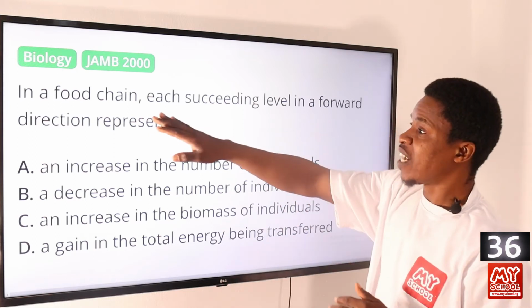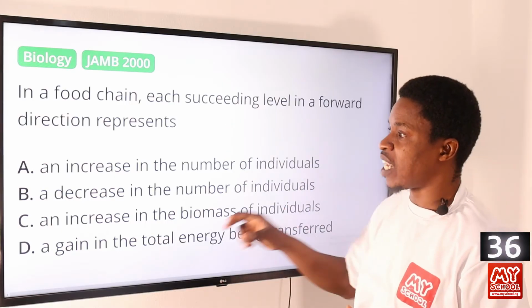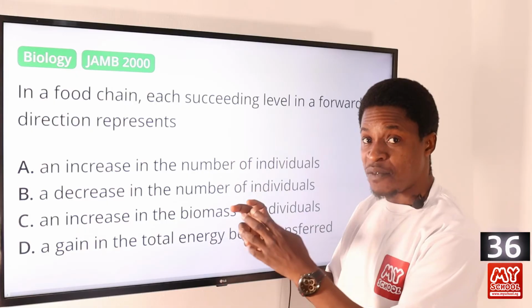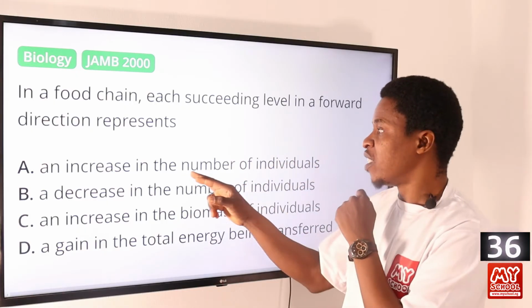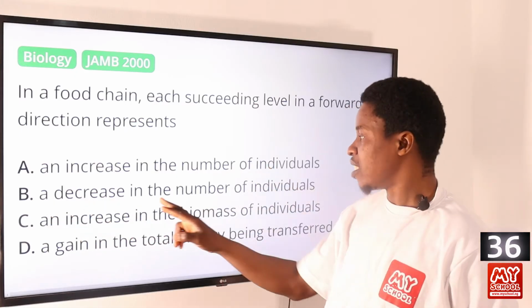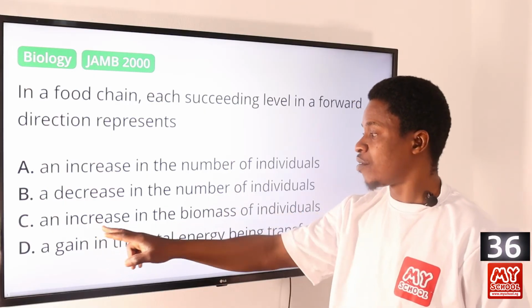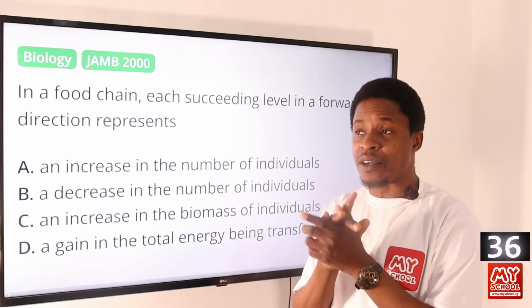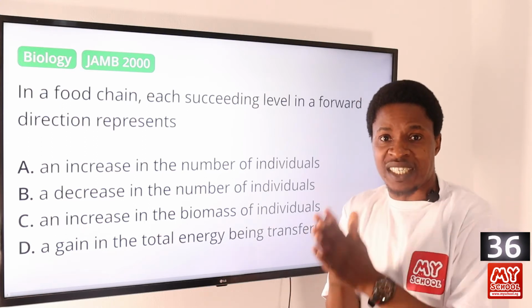So with that, we can say that in a food chain, each succeeding level in a forward direction represents an increase in the number of individuals. No, because energy is being dissipated gradually, and there will be a reduction. So the number of individuals cannot increase, rather it will decrease. Option B, a decrease in the number of individuals. Yes, a decrease in number. Option C says an increase in the biomass of individuals. No, the biomass, the mass of the organisms living there, definitely will not increase; rather it will be decreasing.